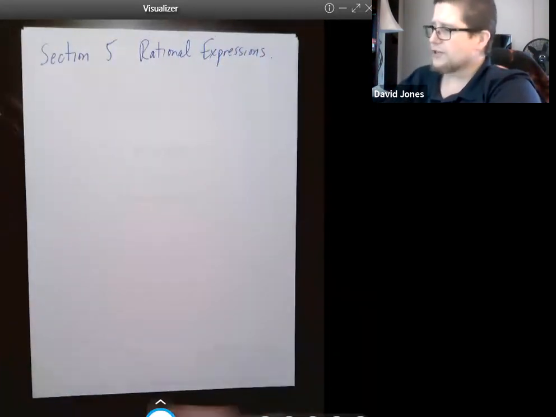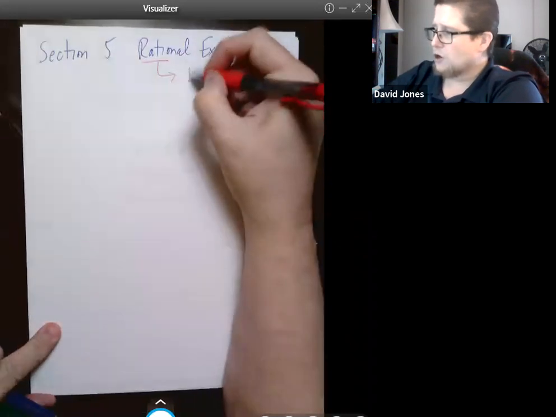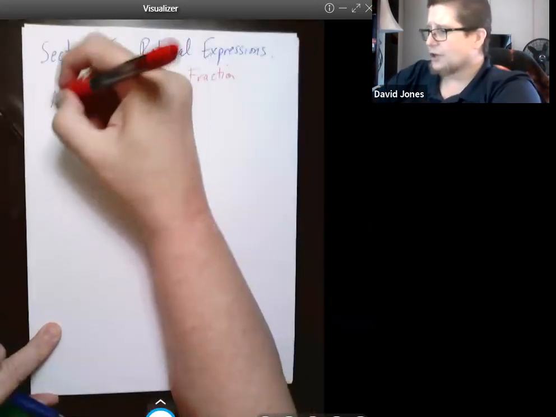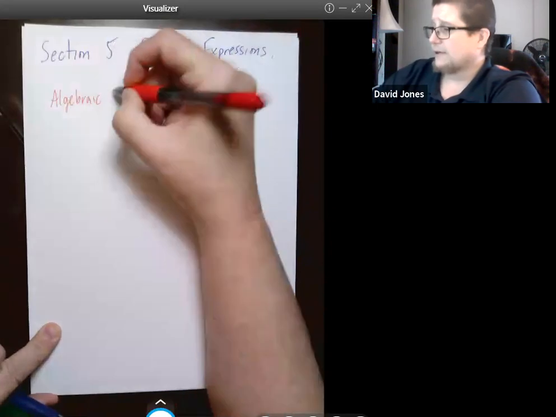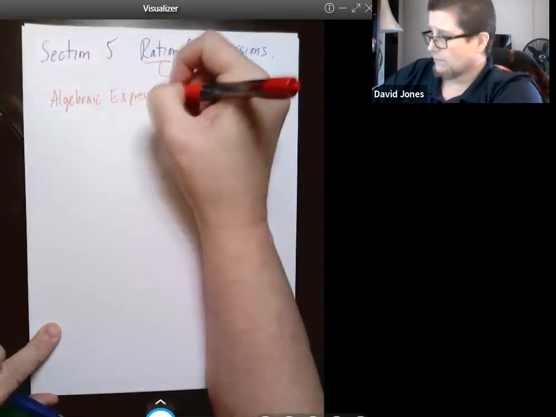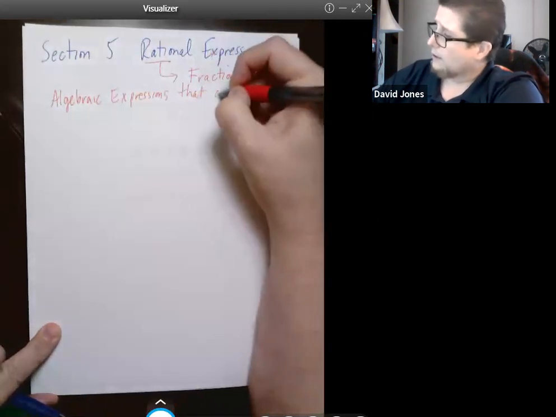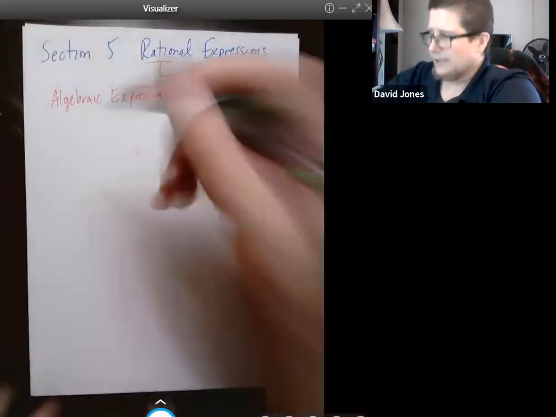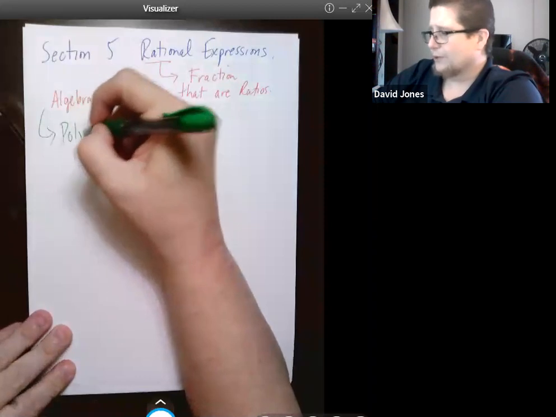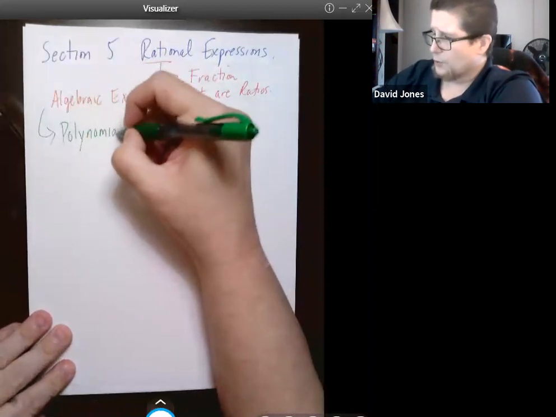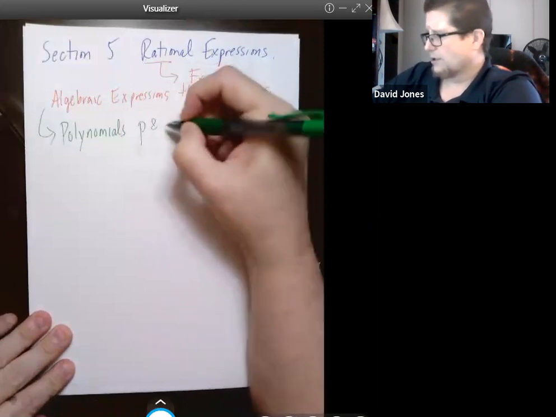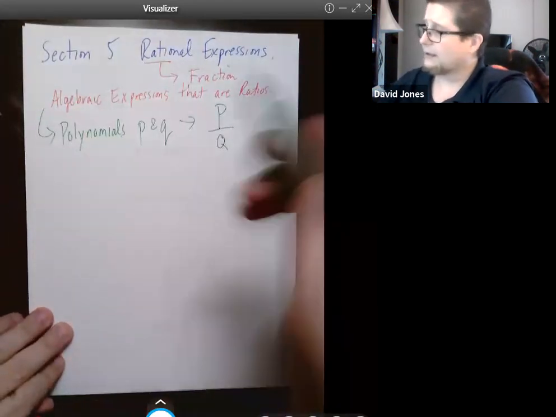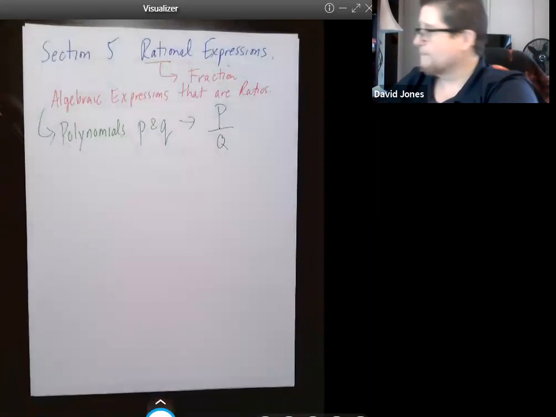Now, rational expressions has the word ratio in it. And recall, ratio means fraction, or yields a fraction. So we're going to have algebraic expressions that are fractional, that are ratios. And this means we'll have polynomials P and Q, such that we'll have P over Q. So we'll have a polynomial on top, polynomial on bottom.